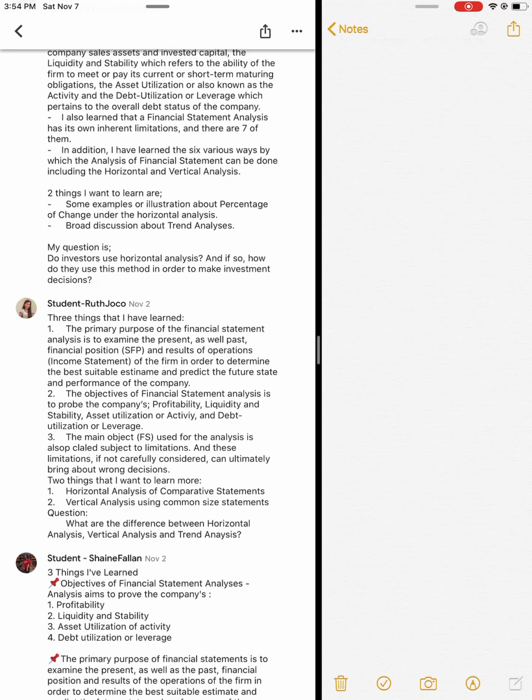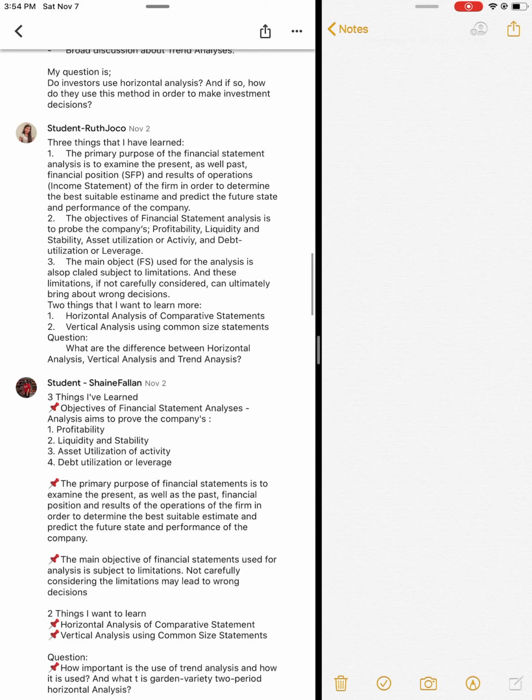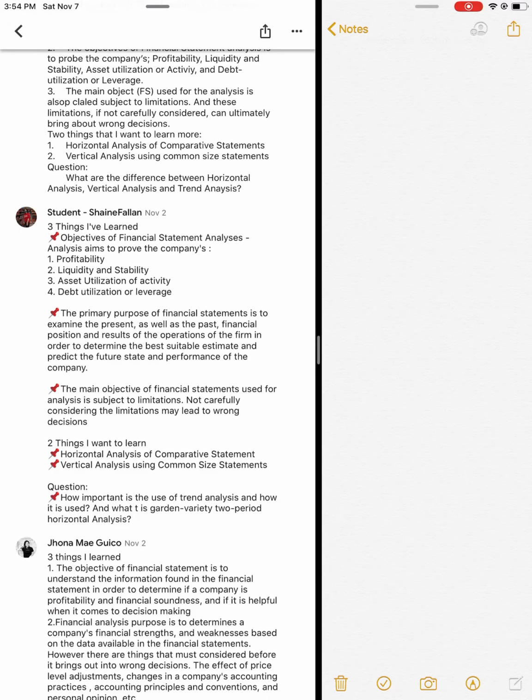Okay, so question from Ruth. What are the difference between horizontal analysis, vertical, and trend? I guess I already answered that. How important is the use of trend analysis and how it is used, and what is garden variety period? Well, sabi ko nga kanina, ang garden variety common 2-period horizontal analysis. How important trend analysis? I cannot give you a measurement of how important it is.